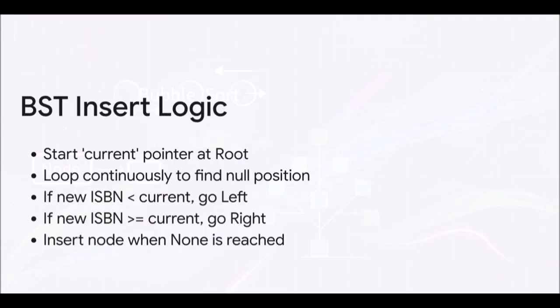Let's walk through the actual logic of the insert method for this tree. We always start by initializing a current pointer to the root. Then we enter a continuous loop, where we're essentially making a left or right decision at every single node. We look at the new book's ISBN and compare it to the current node's ISBN. If it's strictly less, we traverse down the left branch. If it's greater than or equal to, we traverse down the right branch. We simulate this exact path, stepping down the tree over and over until we finally hit a none value, an empty slot. And that is precisely where our new book node gets permanently inserted into the tree.